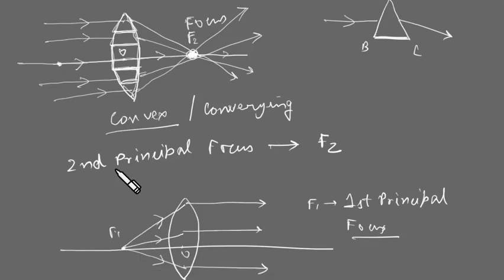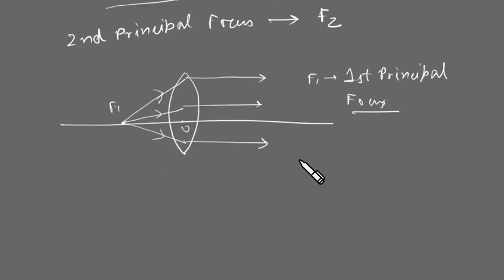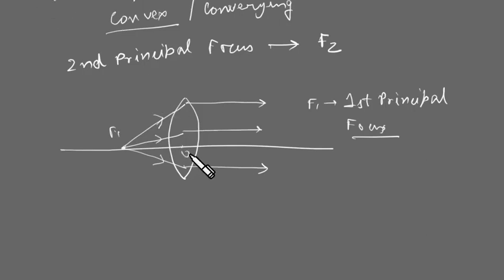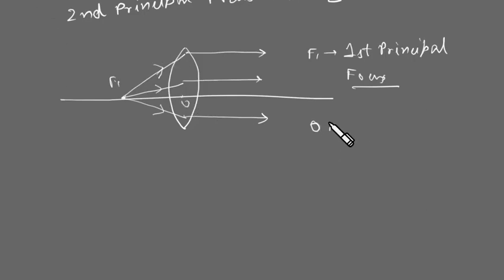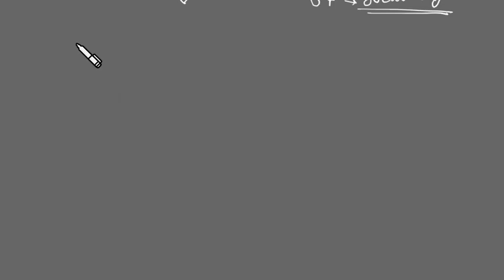By the way, let me introduce some other terms here. We have said O is the optical center, F1 is the first principal focus, F2 is the second principal focus. Now OF, the distance of the focal point from the optical center, is called the focal length of a lens. Alright. Now let's talk about the image formation by a lens.